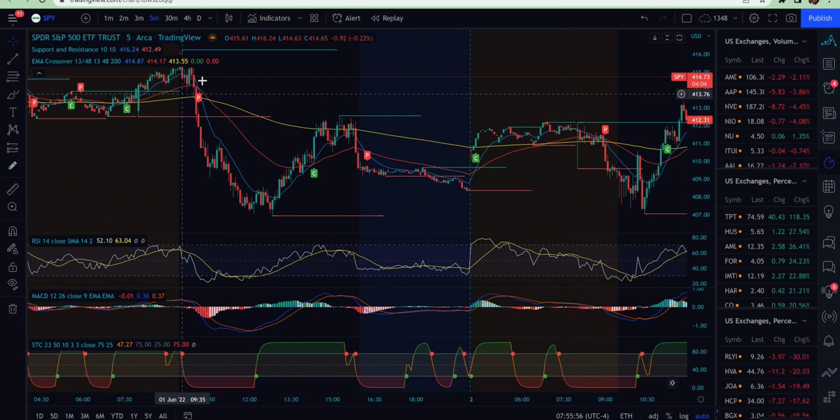You could see here, we have a put signal on the 5 minute. There was a great deal of profit made here. And then you get a call signal, and there's profit to be made here. This is why we use the 5 minute.